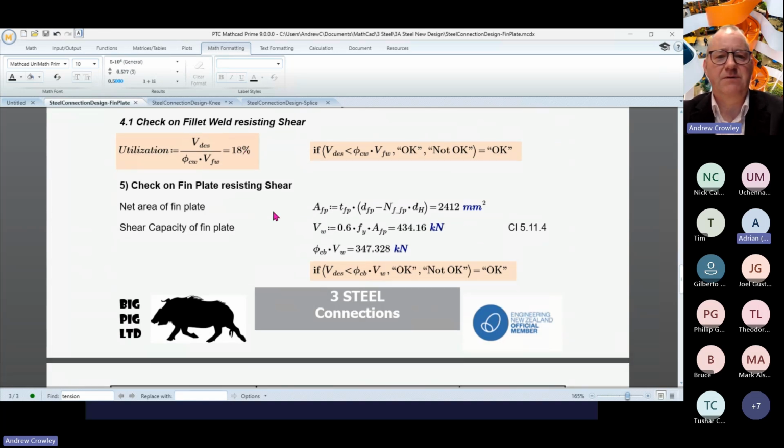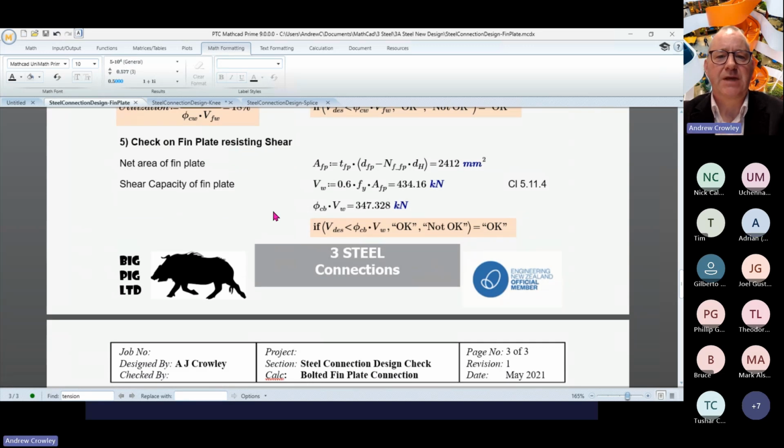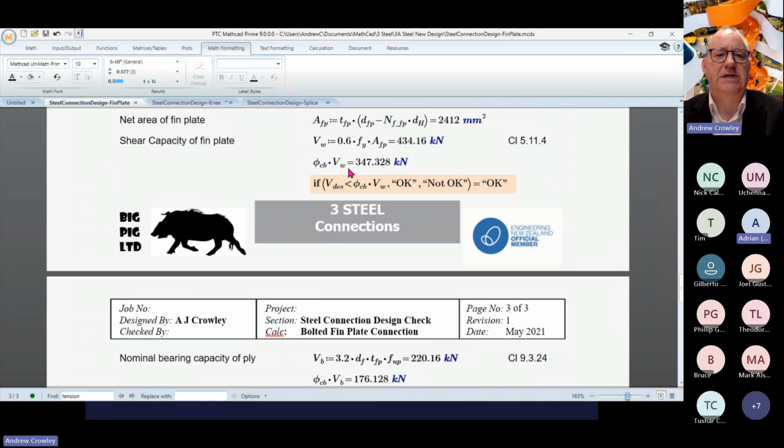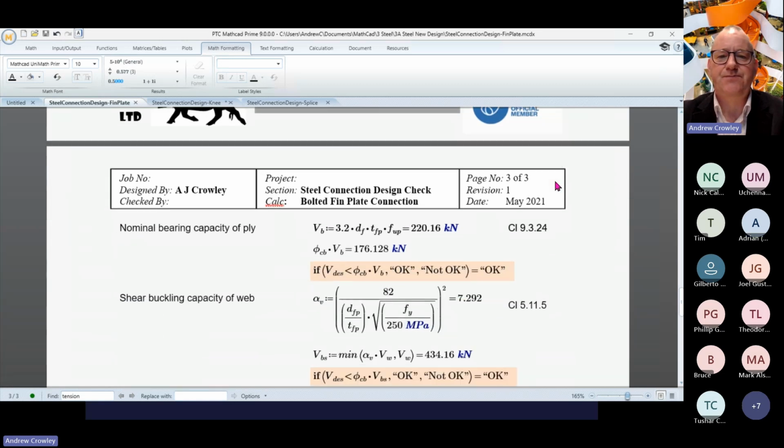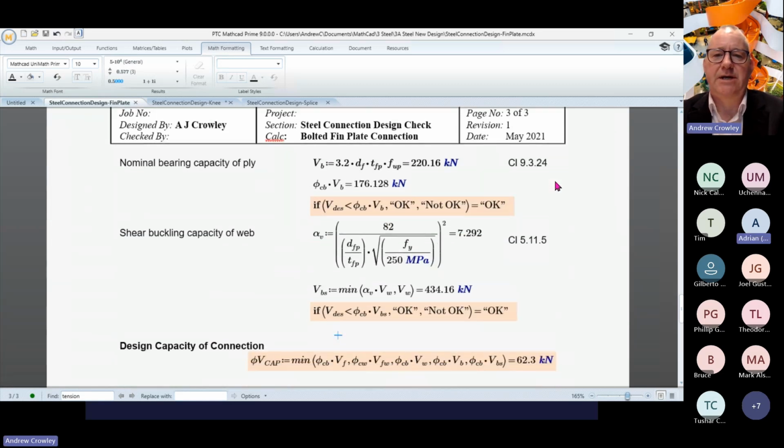Check on the thin plate resisting the shear. So the shear capacity of the thin plate itself is simply the shear area multiplied by the yield stress multiplied by a 0.6 factor. That gives us a design shear capacity of 347 kilonewtons, so quite large. Need to check the bearing.